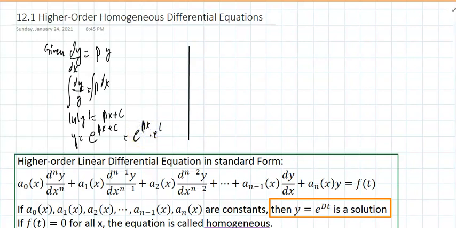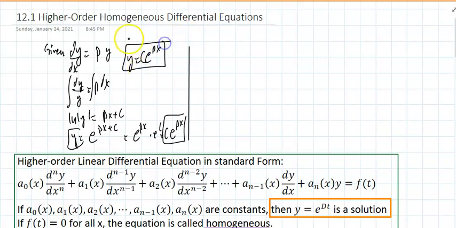or simply e to the px times e to the c. All right, let's get that right. I could say that's c times e to the px. That would be my solution. So y equals c times e to the px would be a solution to this differential equation.